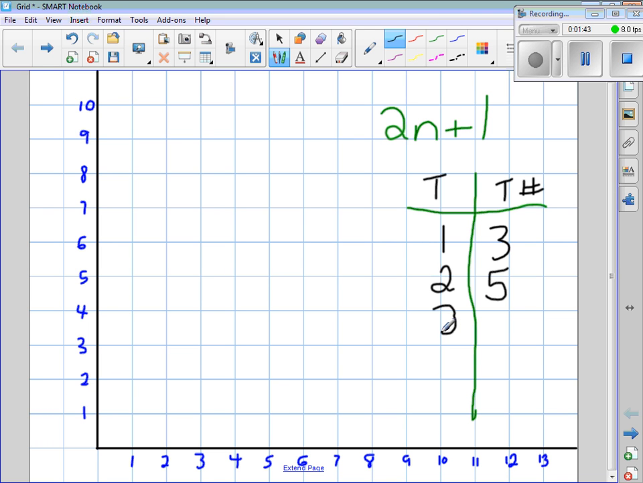Term 3. Let's go over here. What is 3 times 2? 6. And 6 plus 1? 7. Fantastic. And let's do one more just for good measure. Let's yell it out. What is 4 times 2? 8. And what is 8 plus 1? 9. All right. So now I have 4 terms that I can graph.